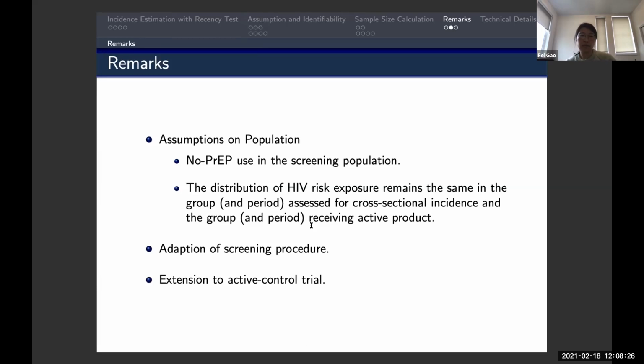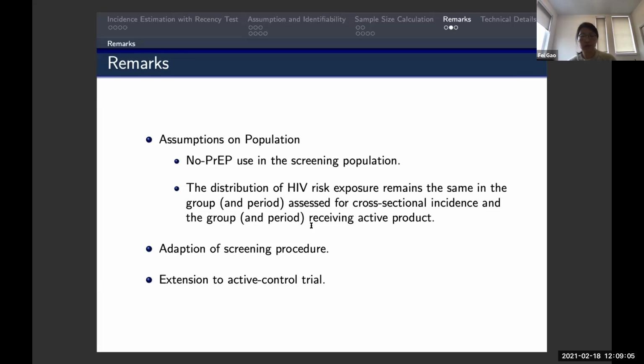Finally, in this talk, I'm focusing on this active arm trial, so only one arm in the trial. But more commonly, we would like to consider active control trials. So we'd like to include an additional active control arm in the trial. The inclusion can be for safety reasons. We want to compare and see if this active intervention has any safety issue. In that case, we can still apply this type of design and just adjust the sample size calculation. And the primary endpoint is still efficacy based on this counterfactual placebo incidence.